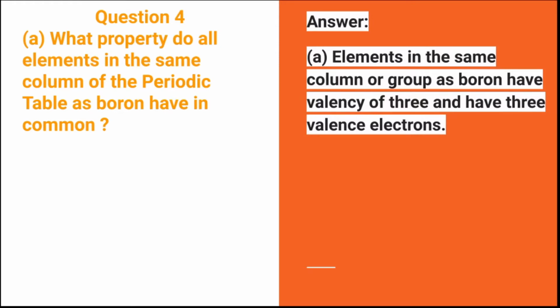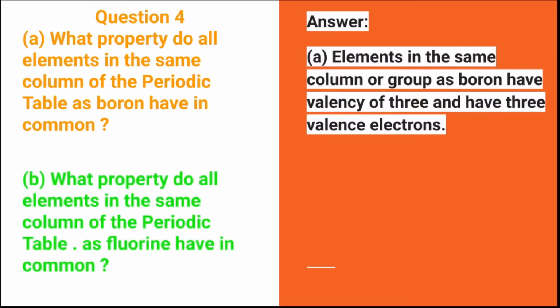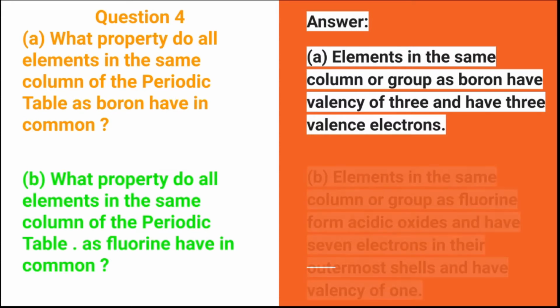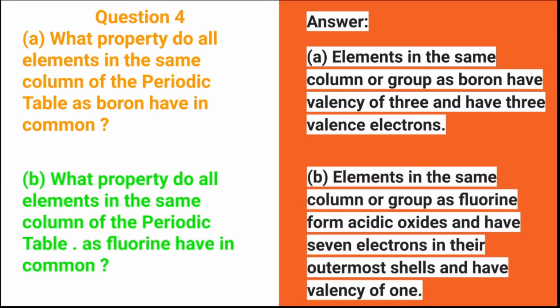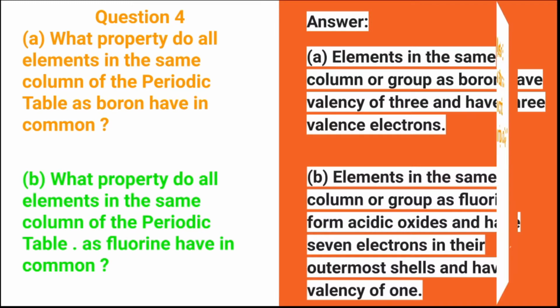B part of question number 4. What property do all elements in the same column of the periodic table as fluorine have in common? The answer is, elements in the same column or group as fluorine form acidic oxides and have 7 electrons in their outermost shells and have a valency of 1. Let's move on to the next question.